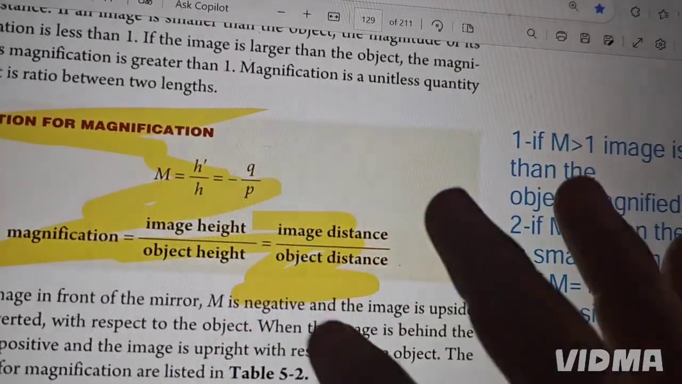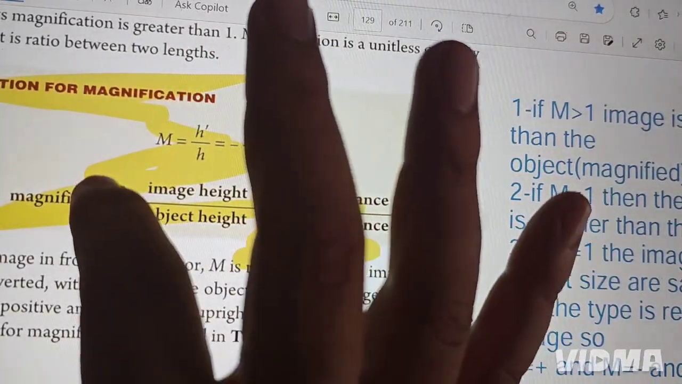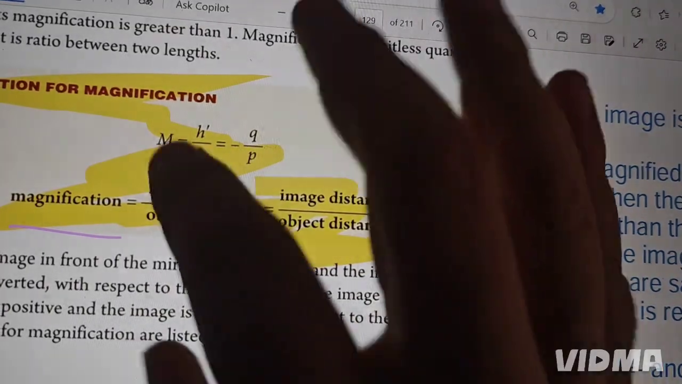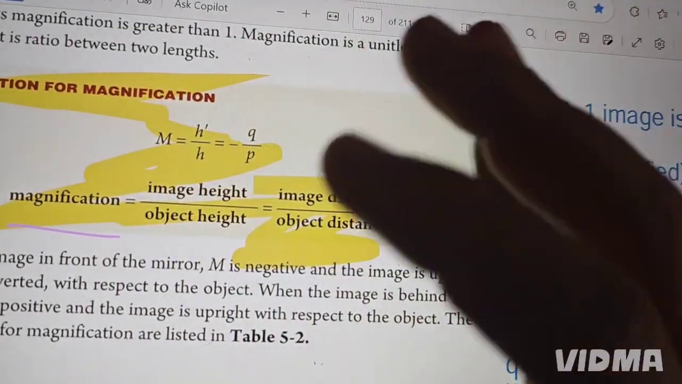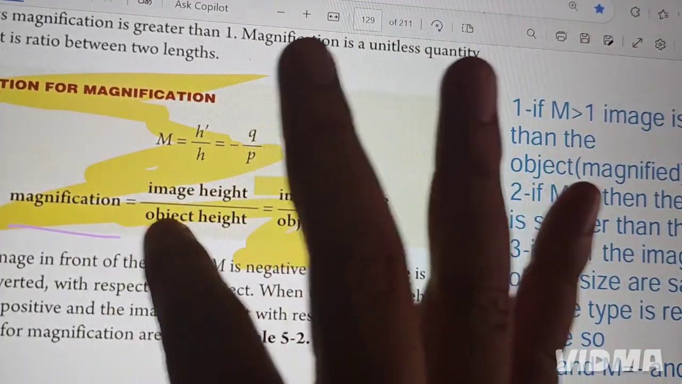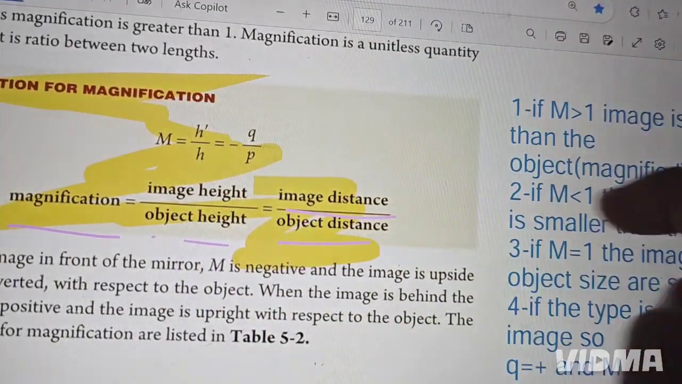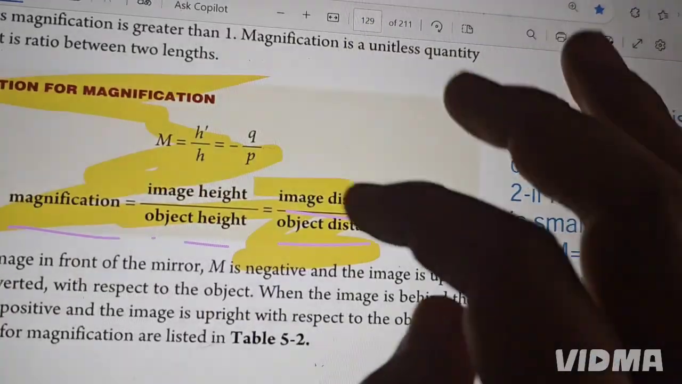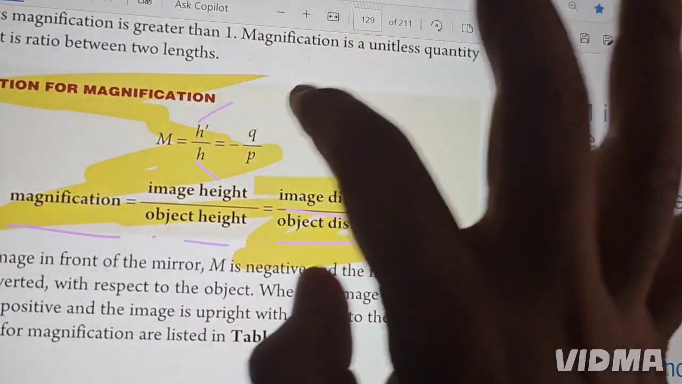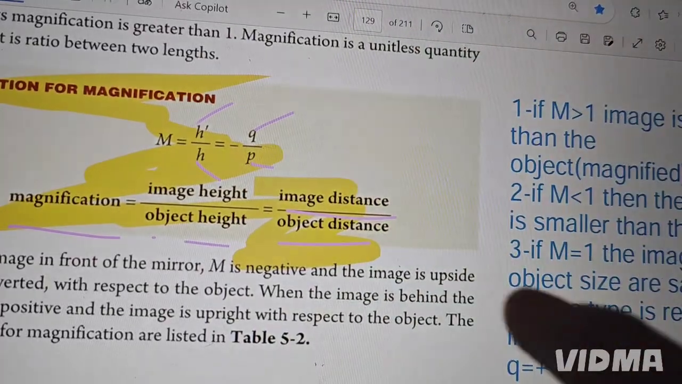Actually, we have this note too. M means magnification, which is equal to h dash over h, or equal to negative q over p. M is the magnification of the image. For example, if the image is going to be large or small. Magnification equals image height over object height, or image distance over object distance. H dash means image height, h means object height, q image distance, p object distance.